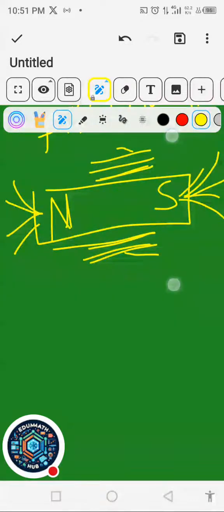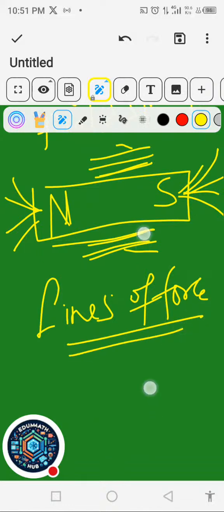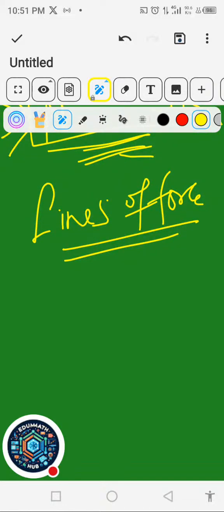The next thing you want to know is what is called the magnetic lines of force. This one is very important. You need to understand this one. It's very, very simple. You need to know how to draw the magnetic lines of force. I'm going to teach you how to draw. It's very simple. When you want to draw it, start from the north and end at the south.